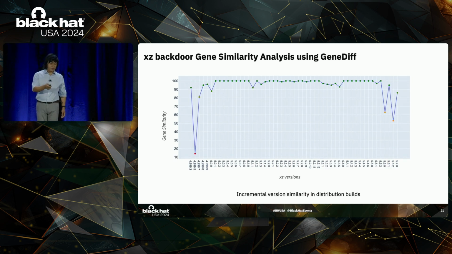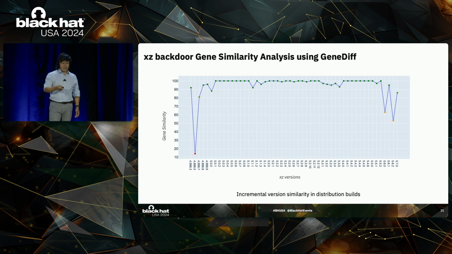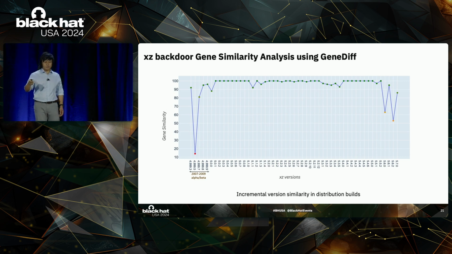In this graph, you can see the early versions have a lot of changes. That's because they were coming from 2007 to 2009. These are all alpha and beta builds. There were a lot of changes happening. Probably the project was quite new. But after version 5, the gene similarity is quite calm and stable, right, for decades. And suddenly, in 2024, there's a huge earthquake. Now it's going up and down. A lot of changes happening.